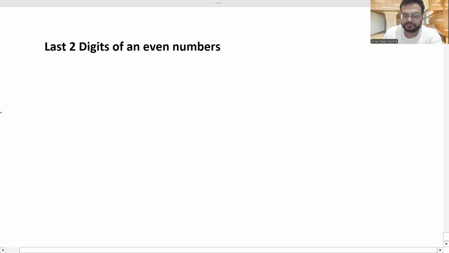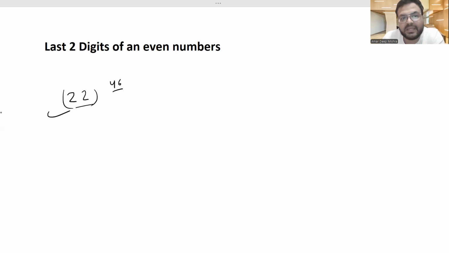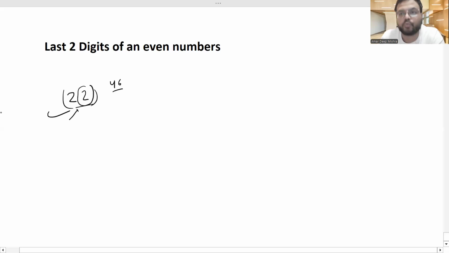For example, if you have 22 raised to the power 46, this is the base and this is the power. Here you can see that the base is ending with 2, so hence it is an even number. If you expand this 22 raised to the power 46, what will be the last two digits of this number?